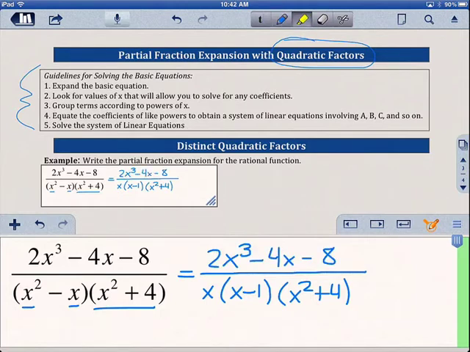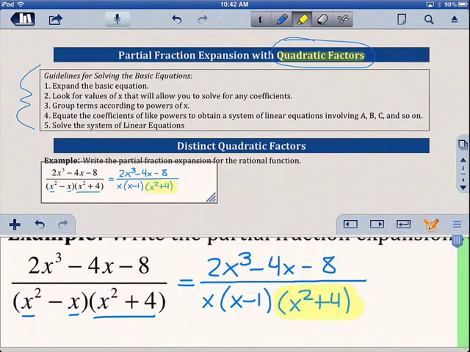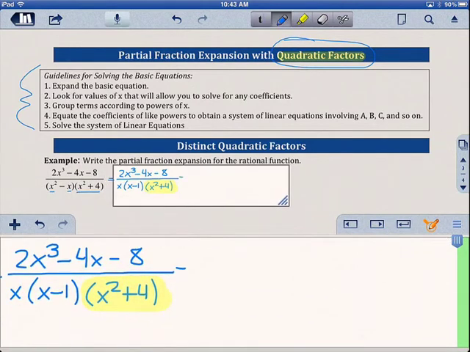Alright, so the reason for this lesson is we have a factor down here that is quadratic, and it's not factorable. And so that's why we're talking about quadratic factors. Okay, so we need to know how we can expand this into our basic equation, and we're going to deal with linear factors the same way that we did before. So these right here are just linear factors. So we're going to get a over x plus b over x minus 1. So we keep that the same.